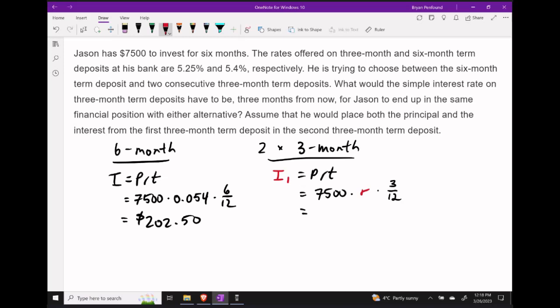We're going to deposit $7,500. We don't know the rate we're looking for, but we do know it's a 3-month term, so we can multiply by 3/12. If we take $7,500 and multiply by 3, then divide by 12, we end up with $1,875. We're going to multiply this by R. So this is an expression for the amount of interest we're going to earn during that first 3-month time step.